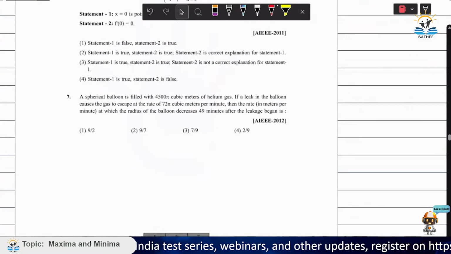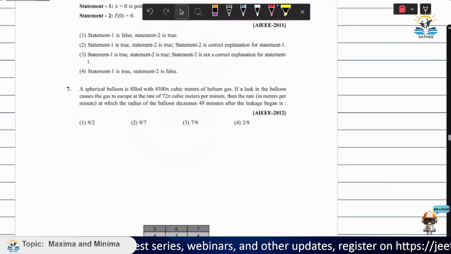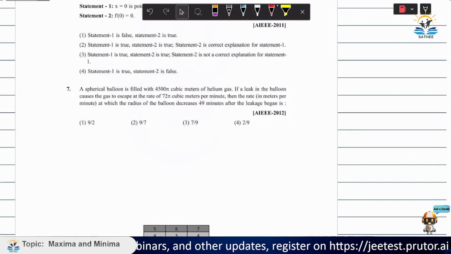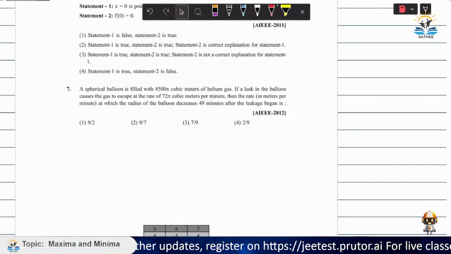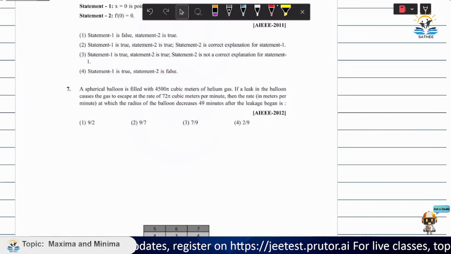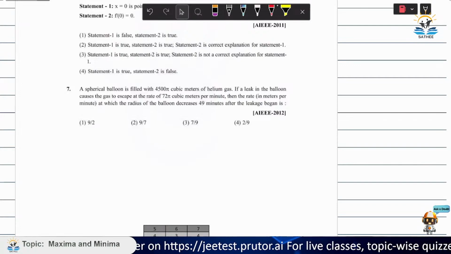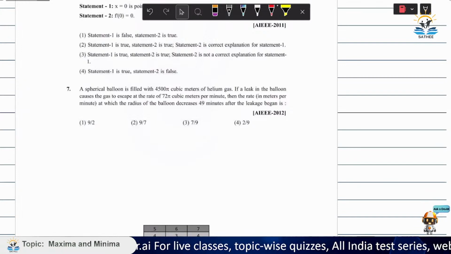Let's do a spherical balloon question, seventh question. So what we have here is a spherical balloon filled with 4,500 pi cubic meters of helium gas. If a leak in the balloon causes the gas to escape at the rate of 72 pi cubic meters per minute, then the rate in meters per minute. Guys, I have to read it again, it's too much. So we'll draw it out.